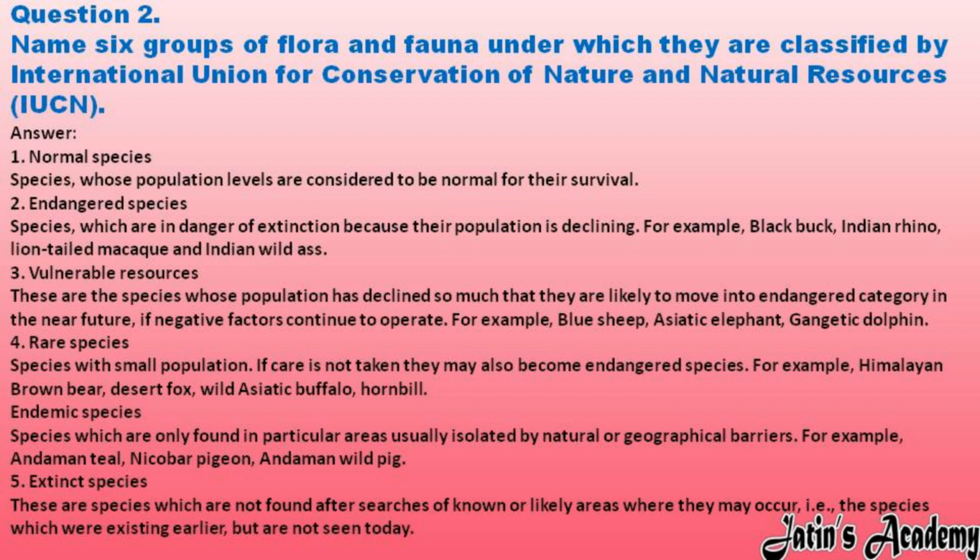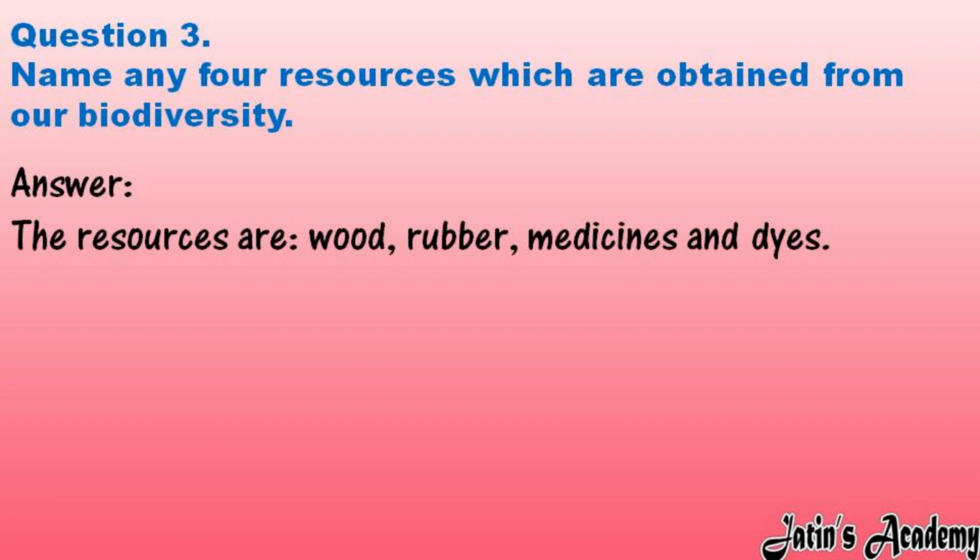5. Extinct species. These are species which are not found after searches of known or likely areas where they may occur, i.e., the species which were existing earlier but are not seen today. Question 3. Name any 4 resources which are obtained from our biodiversity. Answer. The resources are wood, rubber, medicines, and dyes.